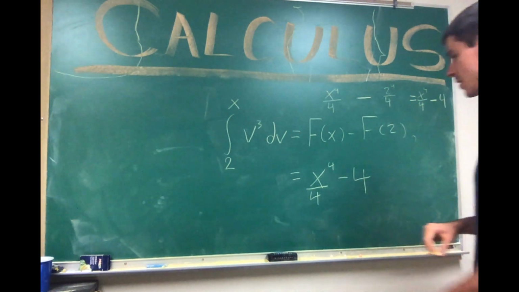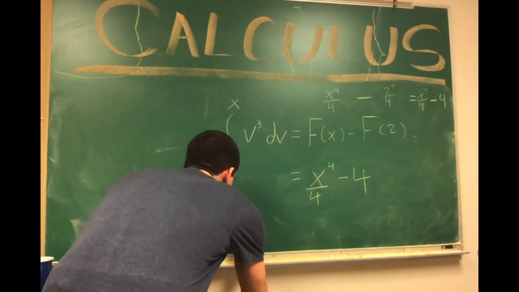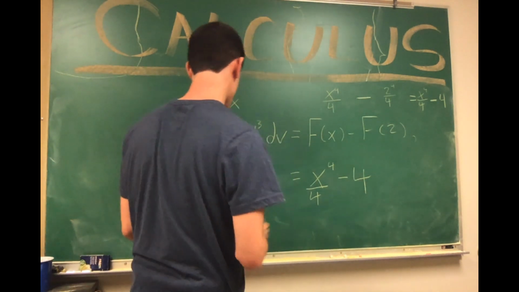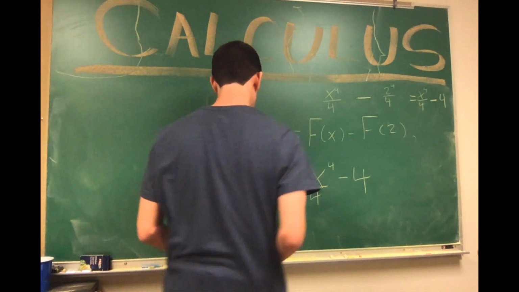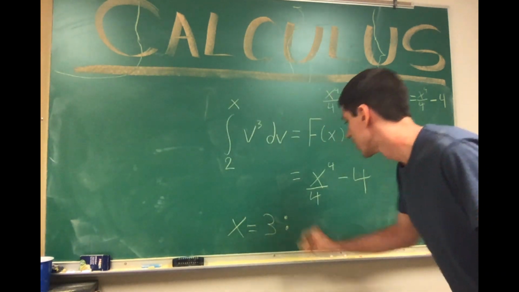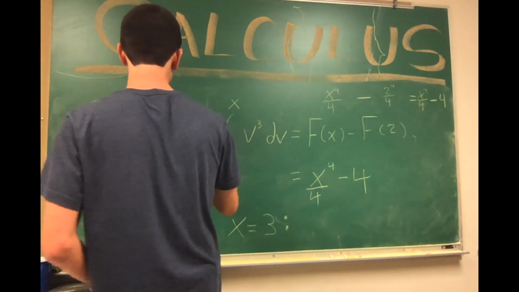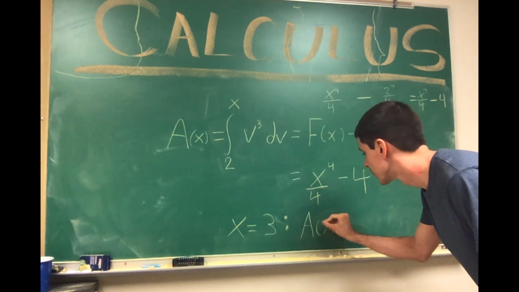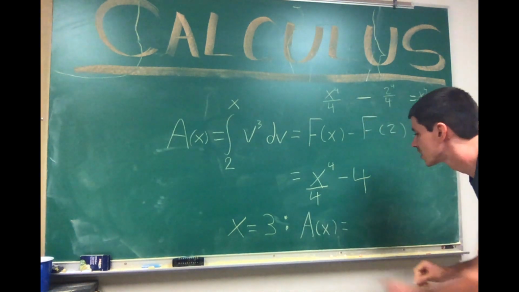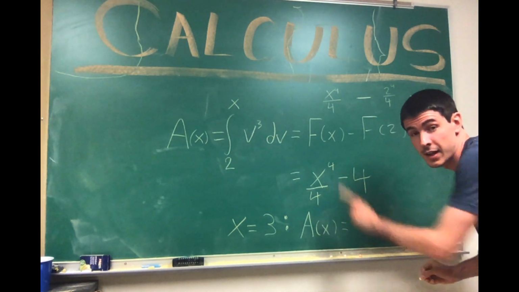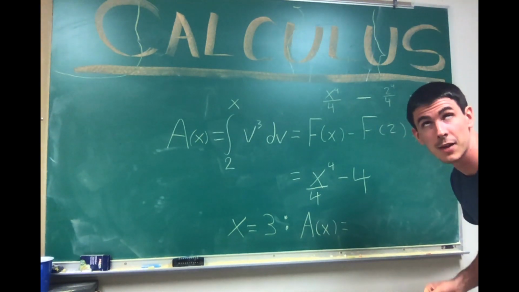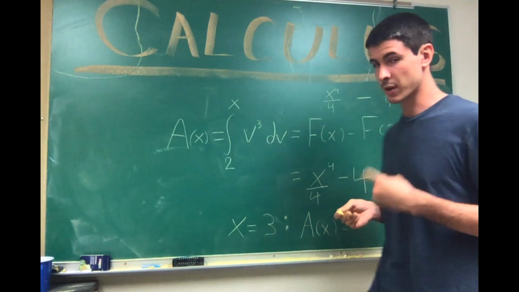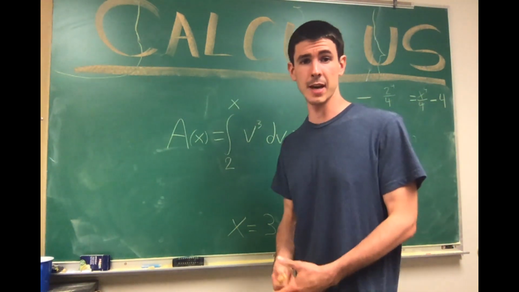And so say x equals 3. Let's call it A of x. Then A of x equals 3 to the fourth over 4 minus 4, and 3 to the fourth is 81, right? 3 to the 1 is 3, 3 to the 2 is 9, 3 to the 3 is 27, 3 to the fourth is 27 times 3, which is 81.